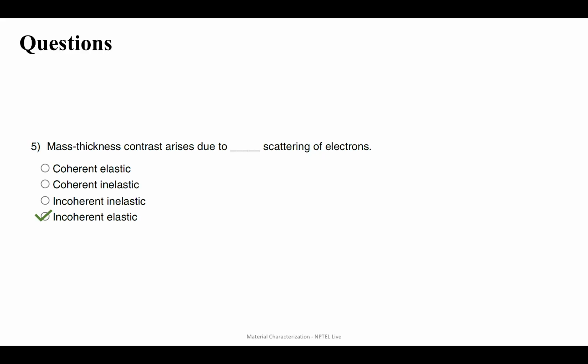So the answer here is incoherent elastic, which is also called Rutherford scattering.